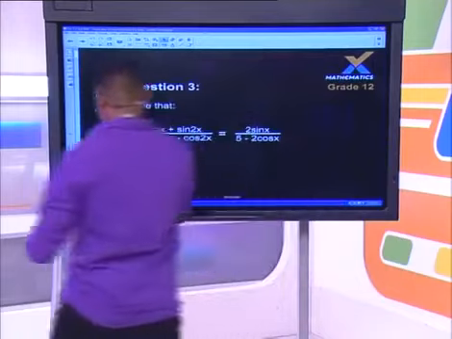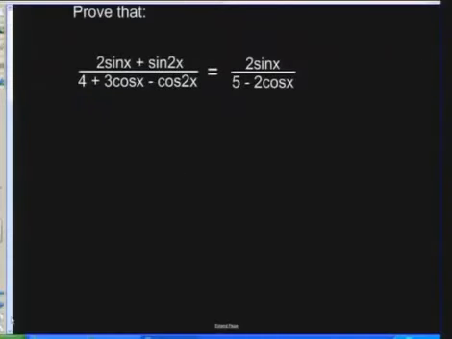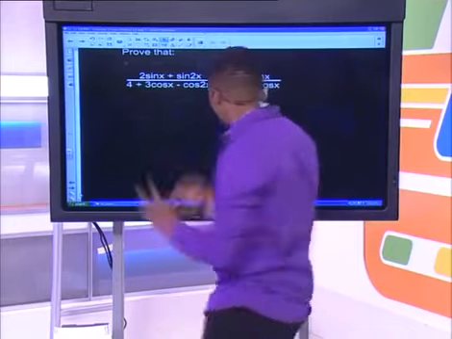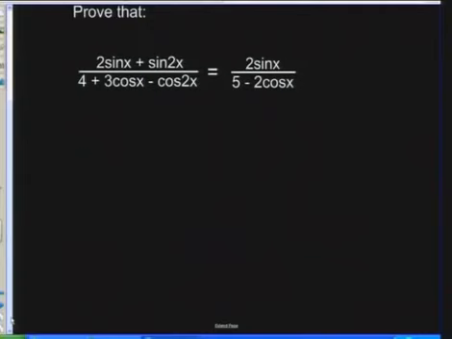Okay, I have an identity to prove here, guys. So how do I solve identities usually? I try to change everything into sine and cos. Then from there, I can try to multiply, play around. But in this case, everything is already in sine and cos. But what can I do?